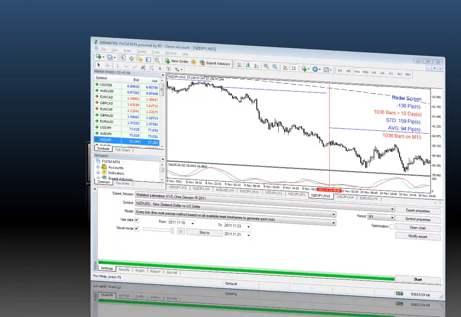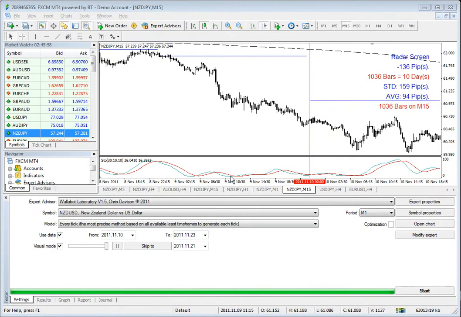Well, if we look here at a chart of the New Zealand dollar, Japanese yen, we can see that it's got a reading of 200 on the BossLater. And at that reading of 200 on the BossLater on the 15-minute chart, we have a downward bias or a sell trade bias on this currency pair.